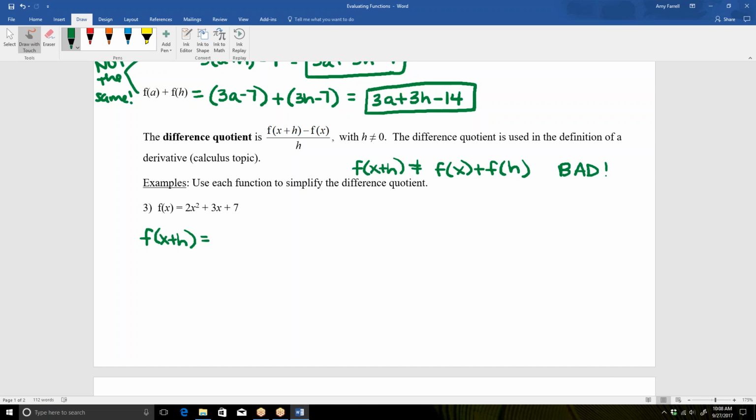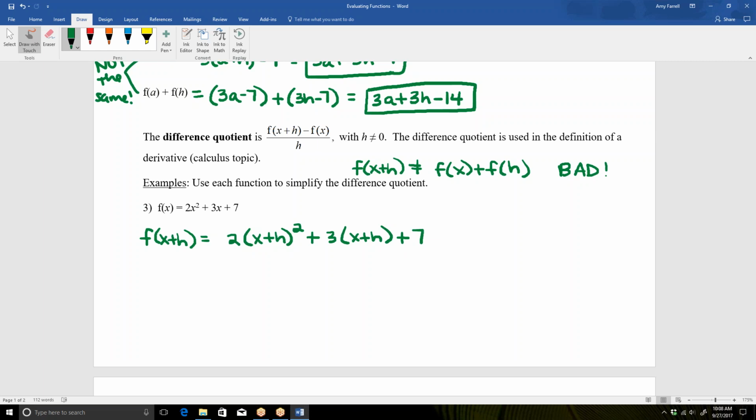What this means is we're going to substitute for x, and when we substitute for x, we're going to substitute x plus h. It's going to look kind of crazy. Now I have 2 x's in my equation, so I'm going to substitute x plus h for both of them. And it looks like this. Okay, now I'm just starting. This isn't the difference quotient yet. I'm just trying to figure out what this part of the difference quotient is.